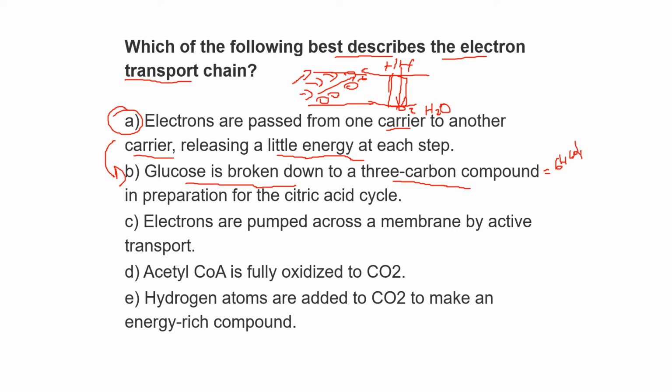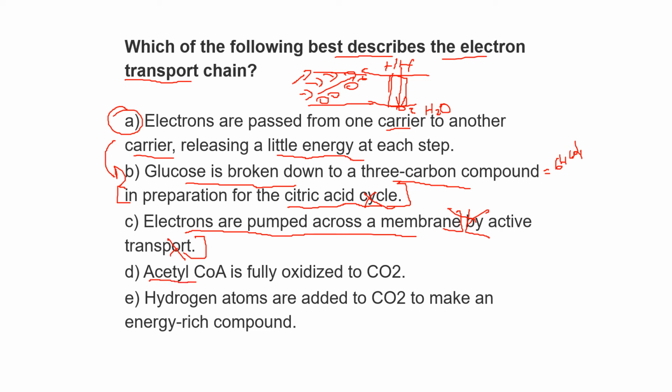This is wrong. In preparation for the citric acid, this part is also wrong because this is in preparation. Yeah, anyway, this answer is wrong. Let's read C. Electrons are pumped across the membrane. This part is right. By active transport, this is wrong. We are not spending energy, we are producing energy.